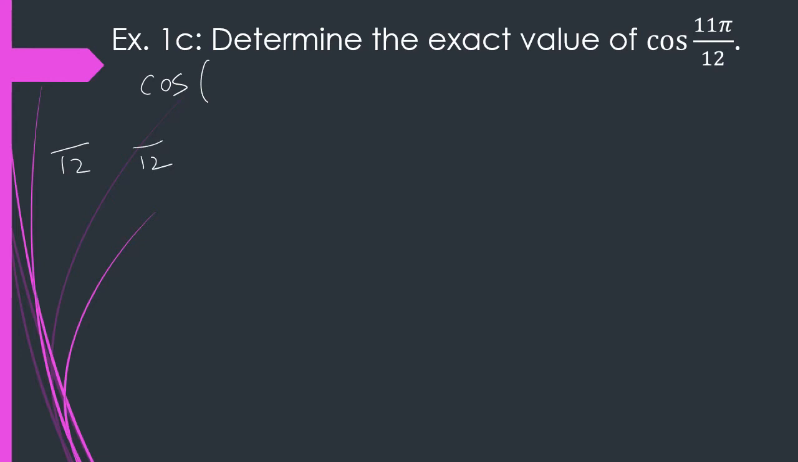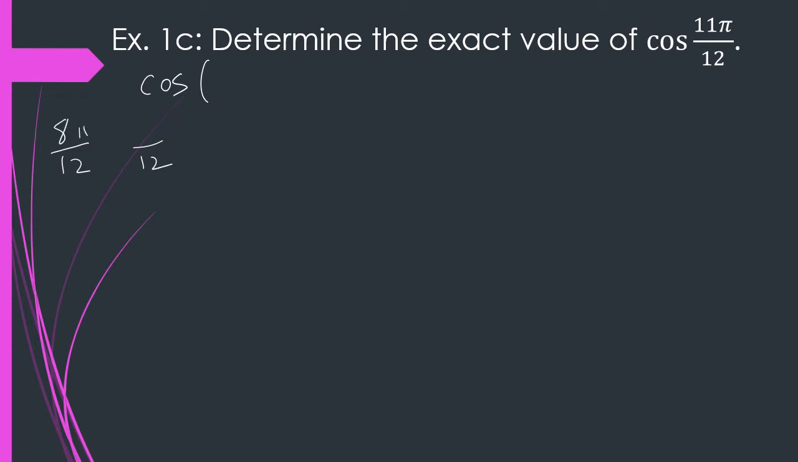And start thinking of numbers that add to 12, or add to 11, sorry. So you could try 10 and 1. Yes, that adds to 11, but 1 over 12 is not one of our special triangles. You could try 6 and 5. You could try 2 and 9, so on and so forth. Waiting to see if when you reduce, you get some of those special angles.